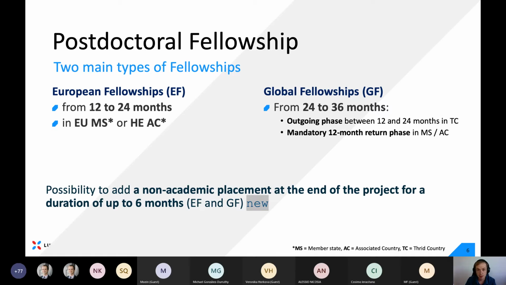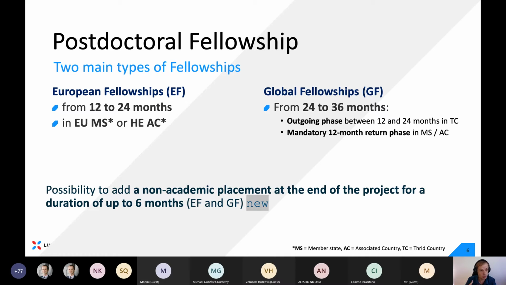And you need to specify this in your proposal. You need to have a letter of commitment of this organization. And it's important, if you did your fellowship, your main host was a company, this additional non-academic placement cannot be the same company or a company that's linked to this company directly. So it needs to be something else.